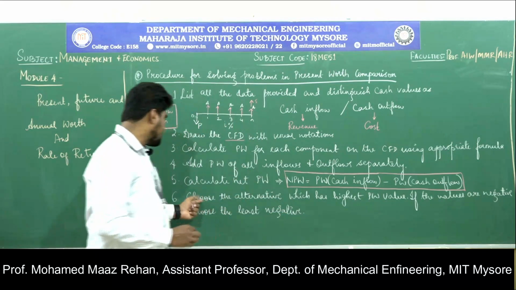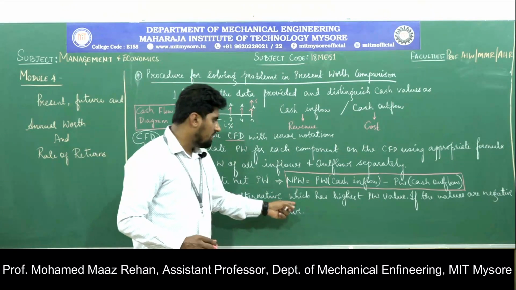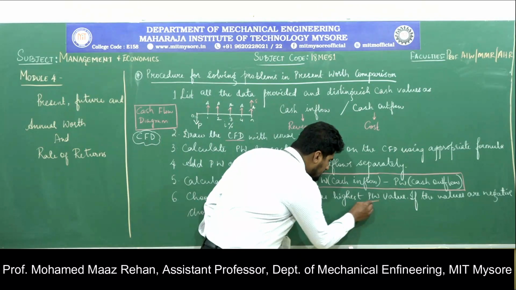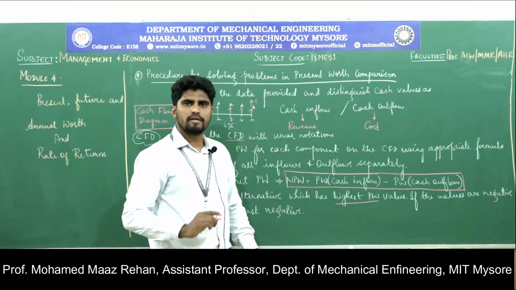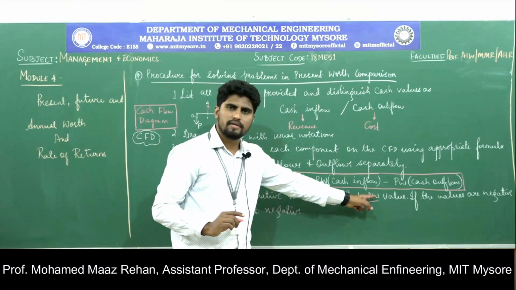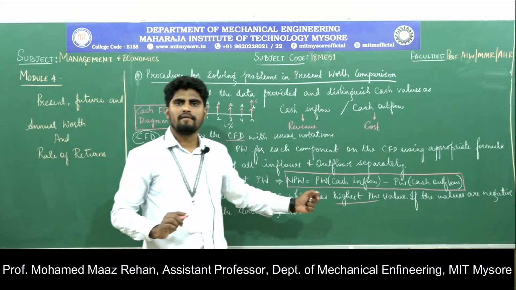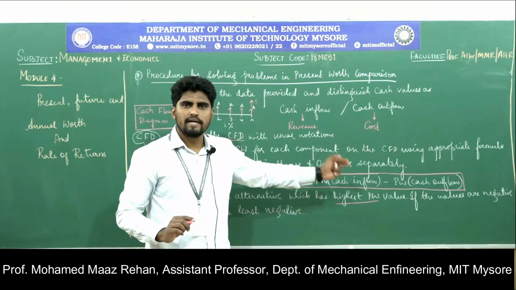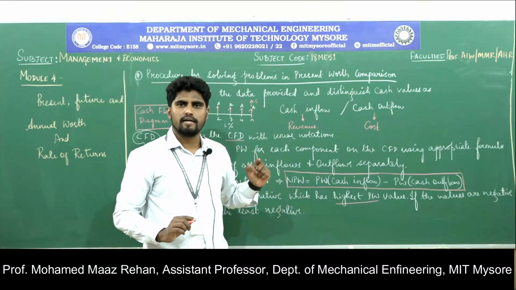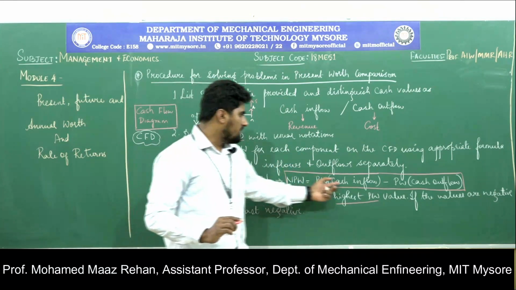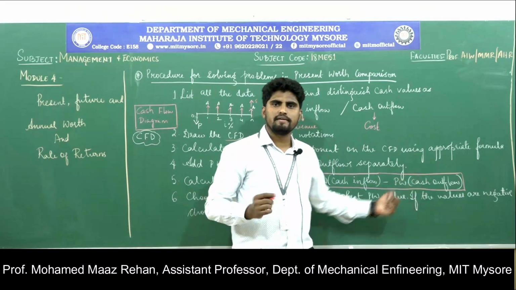So what is the last step? You need to choose the alternative which has the highest present worth. Why are we going to select the highest present worth, the highest algebraic value? Whichever alternative has the highest algebraic value is selected as the best alternative. Why is it so? Because revenue minus cost gives the profit.